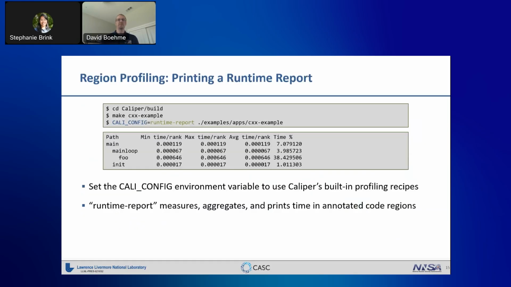Okay, so once you have your instrumentation annotations in place, you can actually do performance measurement. The easiest way to do that is to use one of Caliper's built-in profiling recipes. There's a bunch of them you can use. One of them, for example, is the runtime report, which simply prints the time that you spent in your annotated regions on screen. You can enable those through the CALI_CONFIG environment variable. In an MPI program, the runtime report prints statistics across your MPI ranks. So you see the minimum, maximum, and average amount of time that you spend in each of your annotated regions on the screen.